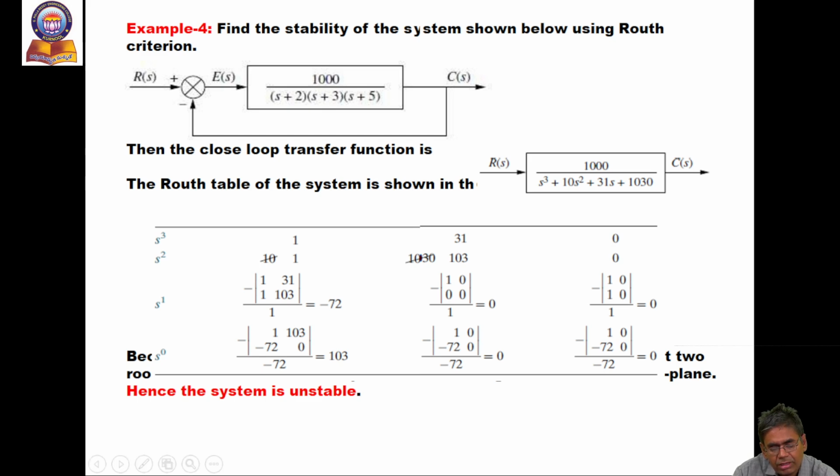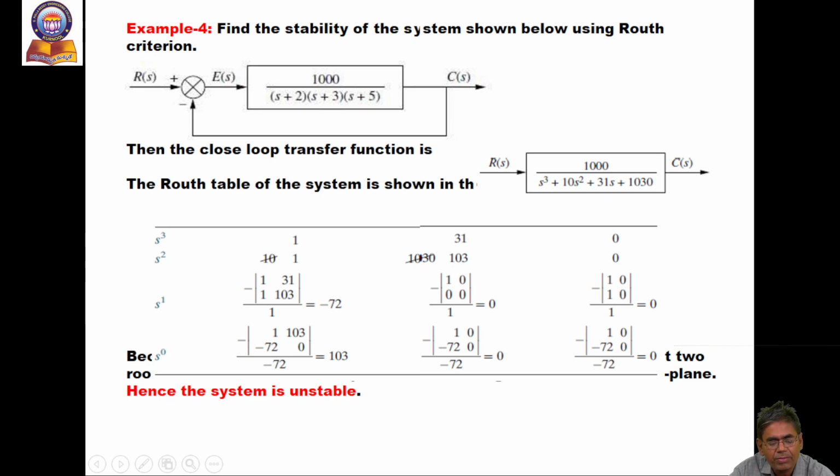Another problem: given a unity feedback system, G(s) = 1000 / ((s+2)(s+3)(s+1)), and H(s) = 1. First of all, find the closed loop transfer function, that is C(s)/R(s).